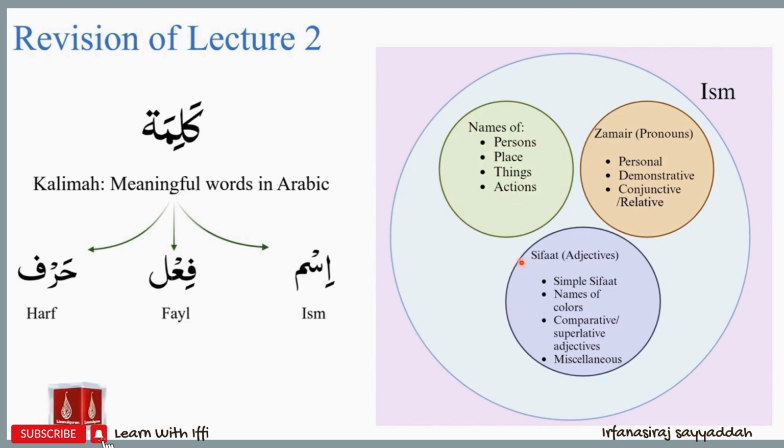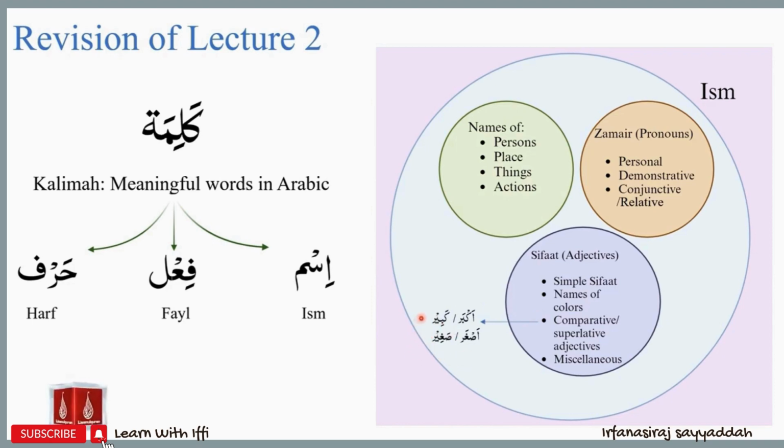Ism will also include a category of sifat or adjectives. These can be simple sifat, for example the word saleh, which means pious, or the word jameel, which means beautiful. Sifat will also include the name of colors, for example aswad, which means black. Sifat will include comparative and superlative degrees of adjectives. For example, the words kabir versus akbar, saghir versus asghar.